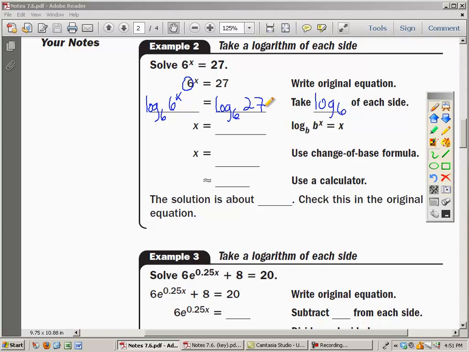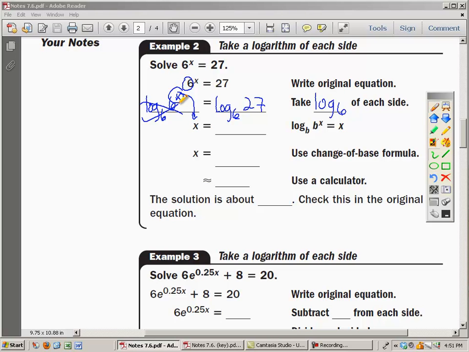All right? Now, because we're taking the log base 6 of 6 to the x, log base 6 of 6 essentially goes away and we end up with just an x because it's base 6 and the base is 6. So then this becomes x. All right? So x is equal to log base 6 of 27.